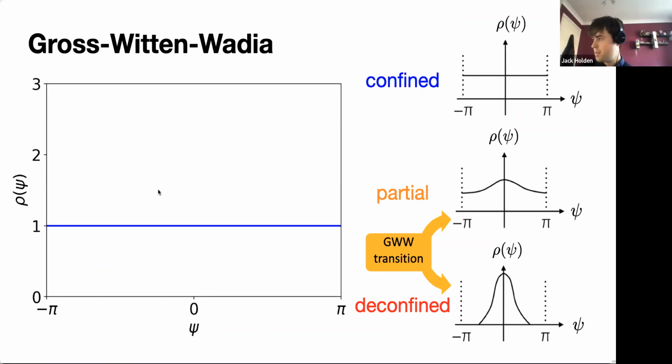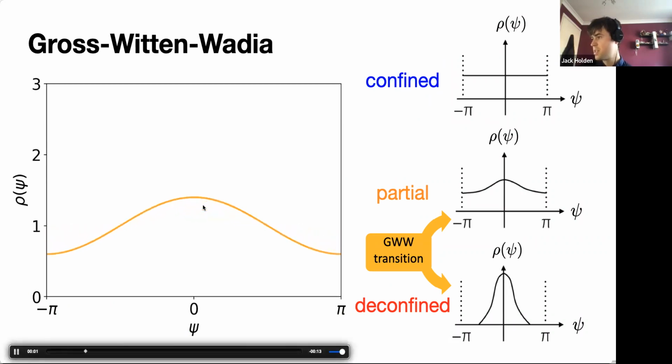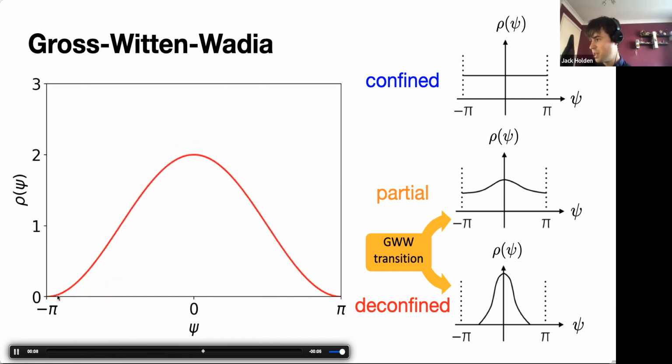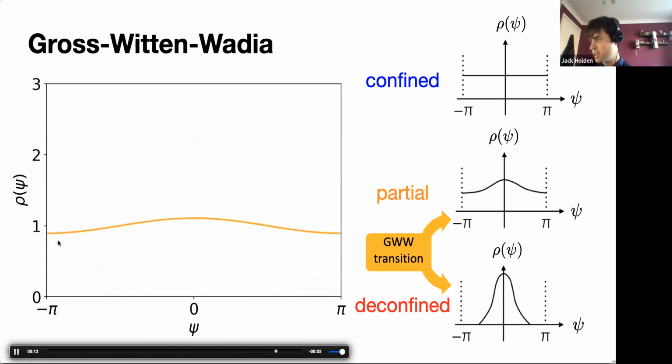But here's an animation to make it very clear what's happening. This is the partially confined phase. This is the Gross-Witten-Wadia point. So the deconfined phase, and then the Gross-Witten-Wadia point again, and then we move from the partially confined phase to the confined phase.